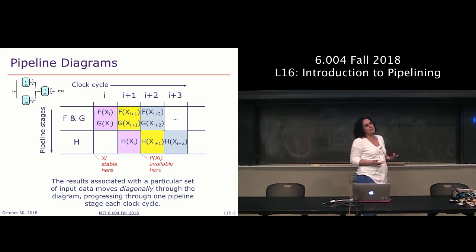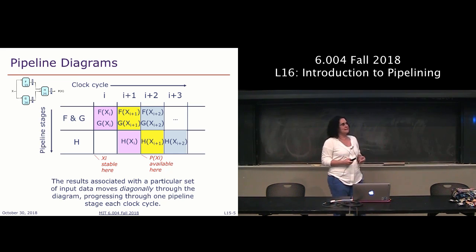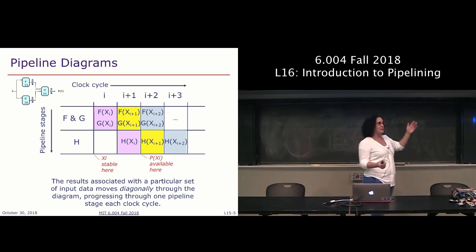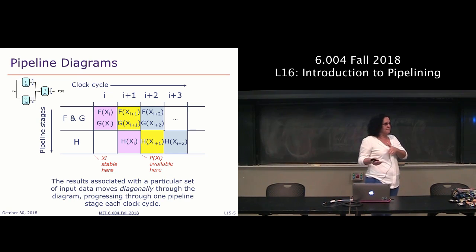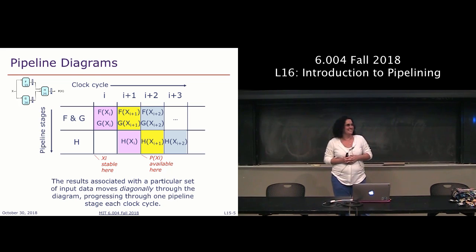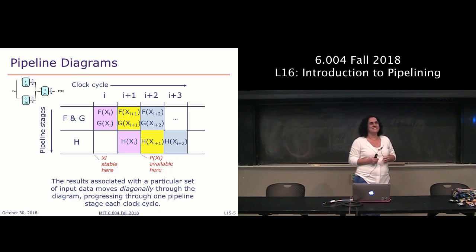Well, it's only happening on startup, right? So you basically need to fill your pipeline, but once you've filled your pipeline, then you're going to have a new output produced every clock cycle, assuming there aren't other problems, which we'll get to later. Okay? Any other questions?